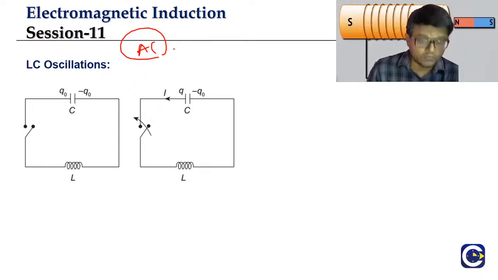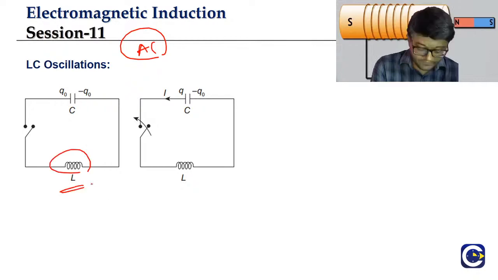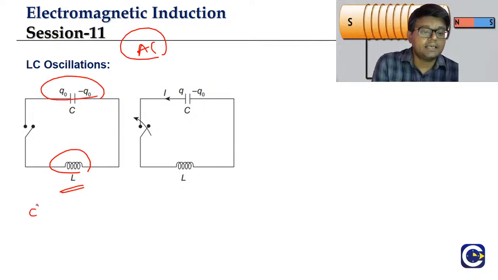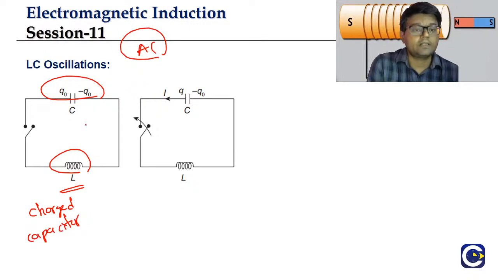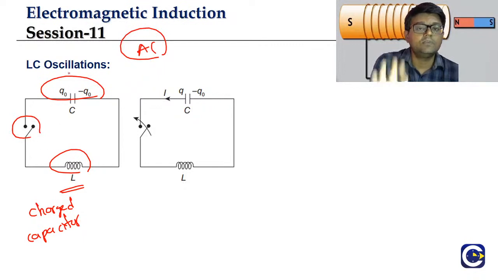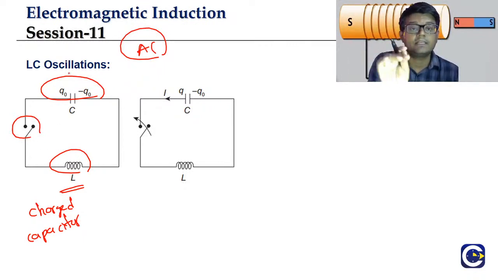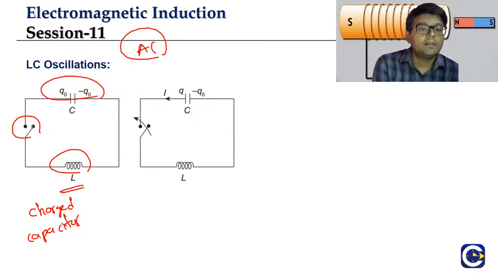So here we are basically looking at an inductor of self-inductance L, which is connected across a charged capacitor. So take a charged capacitor and connect an inductor across it. Initially this circuit will not have anything else. There will be no battery or anything. That's why it is called LC. There will be just a charged capacitor across which we are going to connect the inductor. That's it.